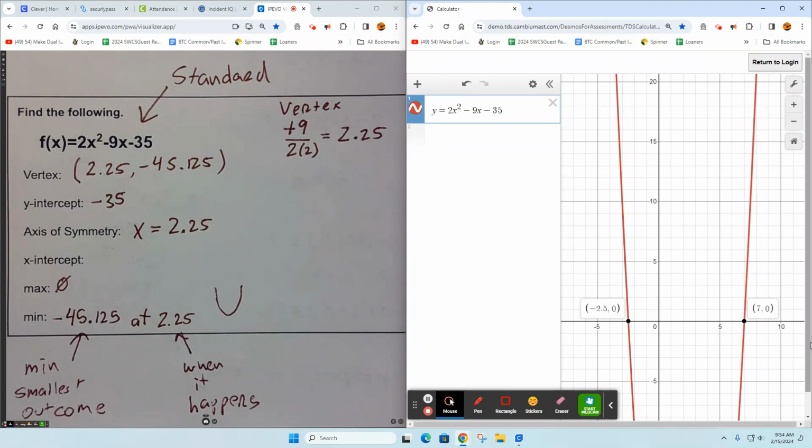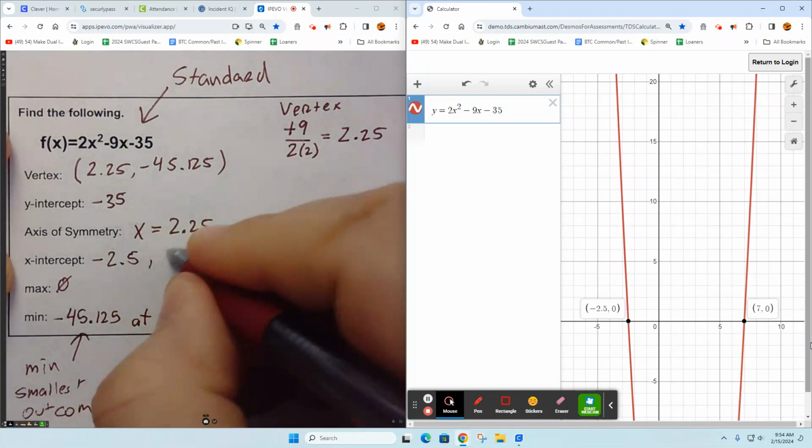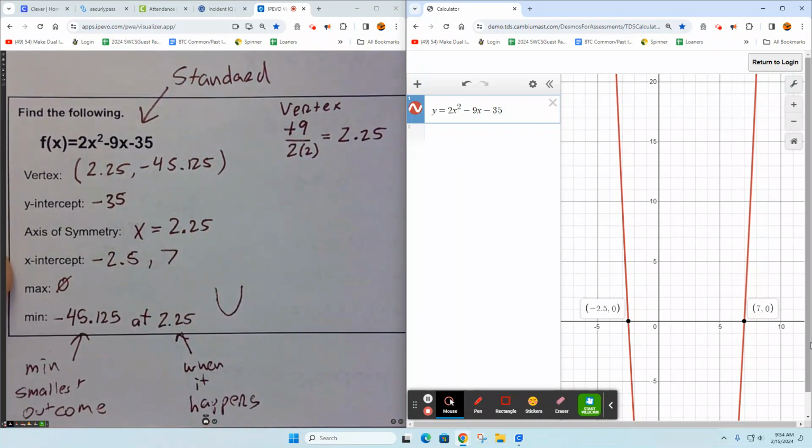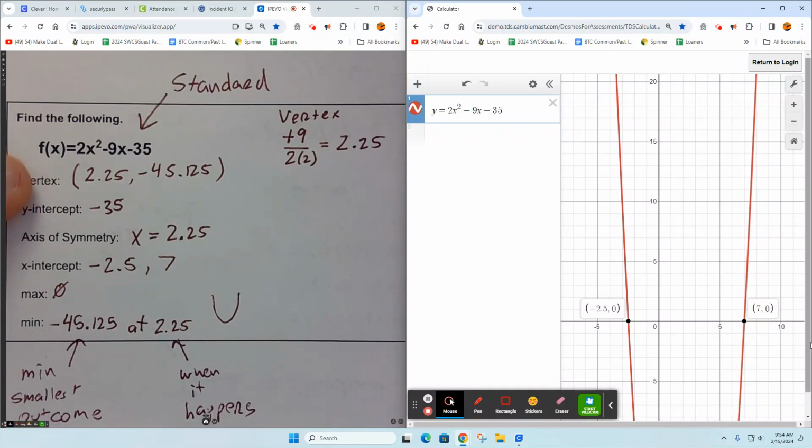So my x-intercept, I went back to the first page. For this one, would be negative 2.5 and 7. The only way I could find it without a calculator would be to do what to this problem? What form do we need to have it in order to find it? Which form? Nope. Vertex. Nope, not vertex. Everyone's got me there. Factored. It's got to be in factored form.